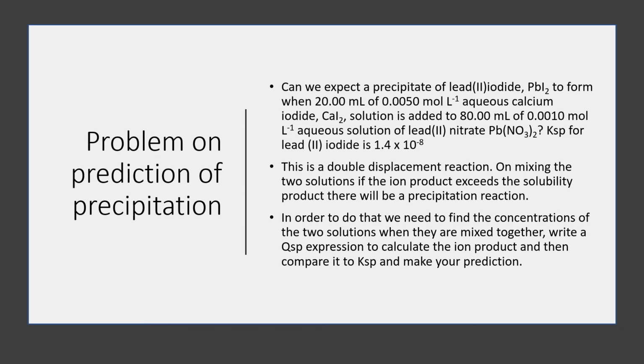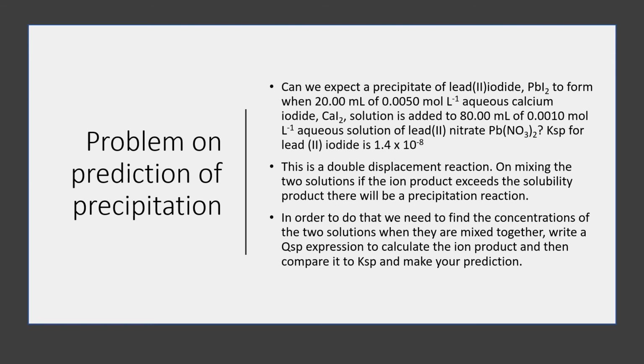So here we have a question for you. Can we expect a precipitate of lead 2 iodide, which is PbI2, to form when 20 milliliters of 0.0050 moles per liter of an aqueous solution of calcium iodide is added to 80 ml of 0.0010 mole per liter aqueous solution of lead 2 nitrate, which is Pb(NO3)2? Ksp for lead 2 iodide is 1.4 into 10 to the power of -8.